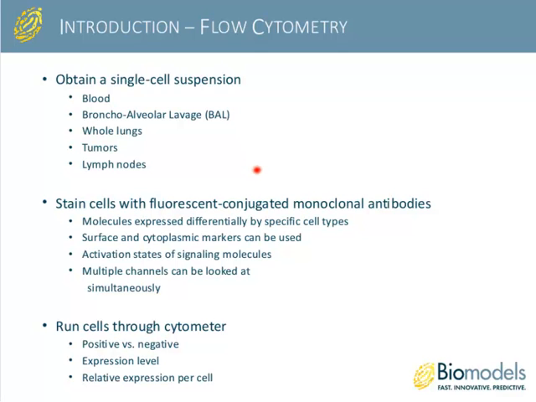So you then stain those cells with fluorescent conjugated monoclonal antibodies that are specific to whatever marker is on the cell of interest. So here's a cell. Let's, for example, say that we're looking for antigen-specific Tregs that are producing effector cytokines to act as immunosuppressants. So here's the cell that we're looking at.